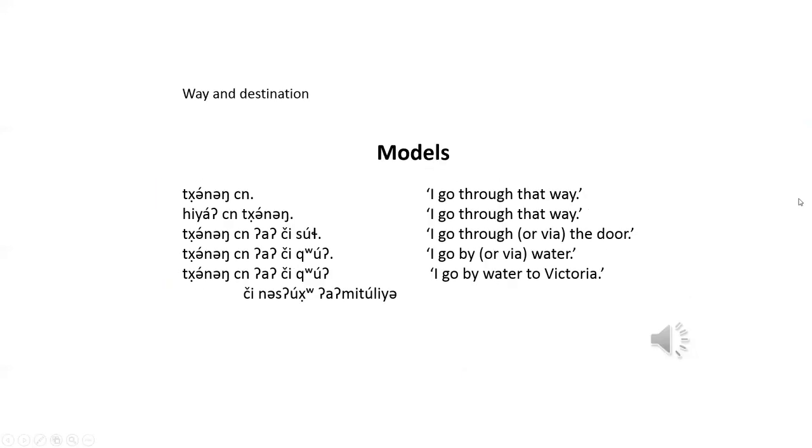Now on to way and destination. I go through that way. I go through the door or on the road. I go by canoe. I go by canoe to Victoria.